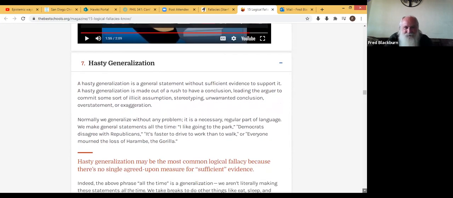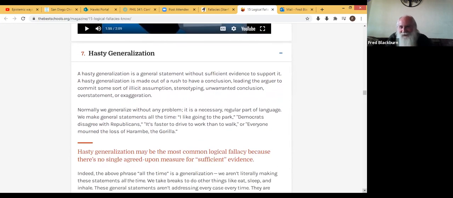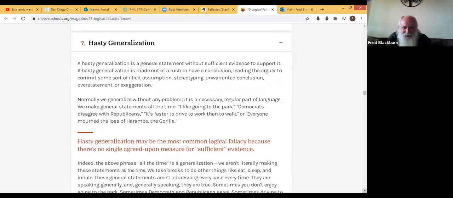Ooh, here's a good one. Hasty generalizations. A hasty generalization is a general statement without sufficient evidence to support it. A hasty generalization is made out of a rush to have a conclusion, leading the arguer to commit some sort of illicit assumption, stereotyping, unwarranted conclusion, overstatement, or exaggeration. So a lot of hyperbole, where you're just making these over-the-top statements, would fall into this category.